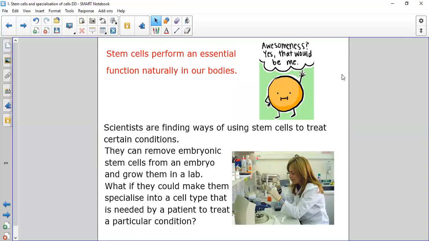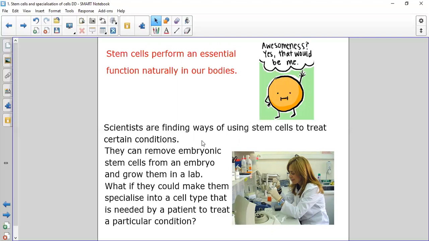Okay, so stem cells perform an essential function naturally in our body. They're naturally found, we now know, in embryos, and tissue stem cells are found even after you're born. And they do a phenomenal job just being left to themselves in our bodies. But scientists are finding ways of using stem cells to treat certain conditions.